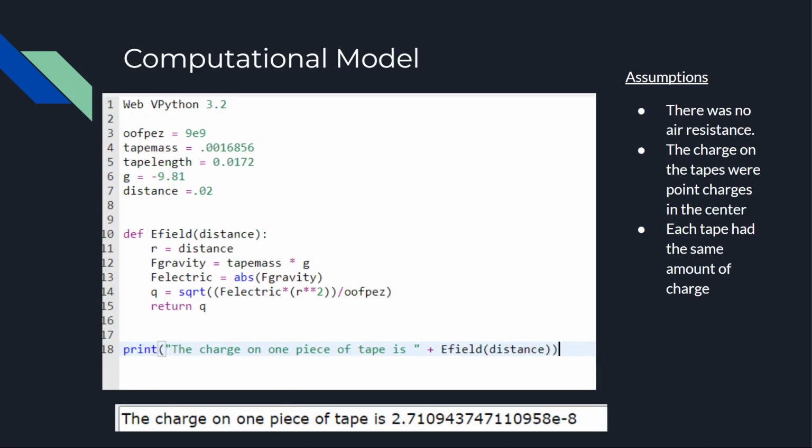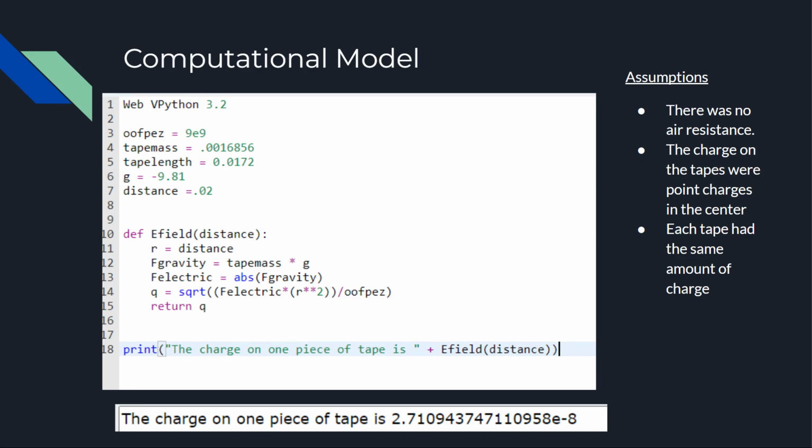Now, if we go to our computational model, we wrote out our same initial conditions with some being a little more precise. Then using that, we calculated R using our distance, and our gravity the same way we did before, with the electric force being the absolute value of that gravity, because we know that's what it equals. Then we set that equal to the electric force equation, and we got our charge back, which in this case, the charge on one piece of tape happened to be 2.710, all those numbers, times 10 to the negative 8th.